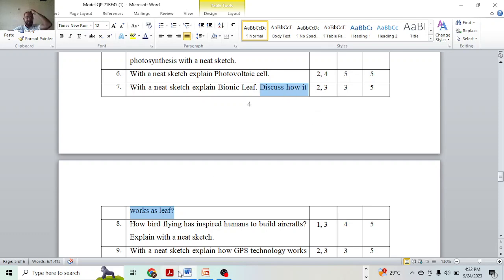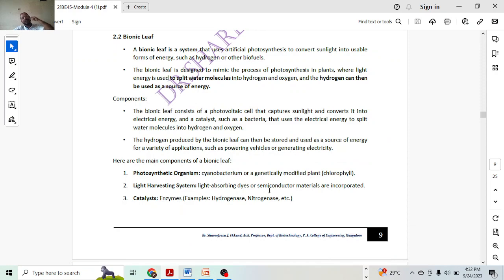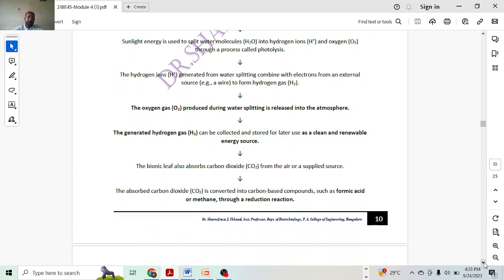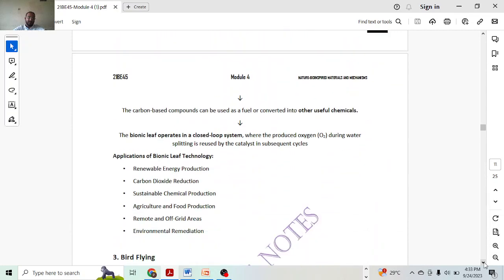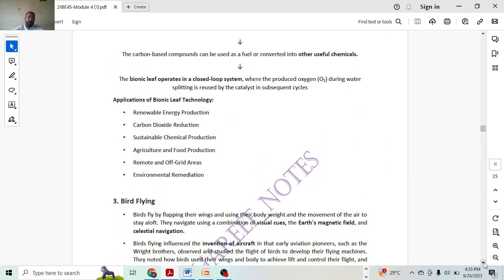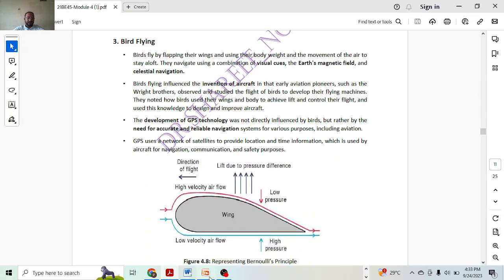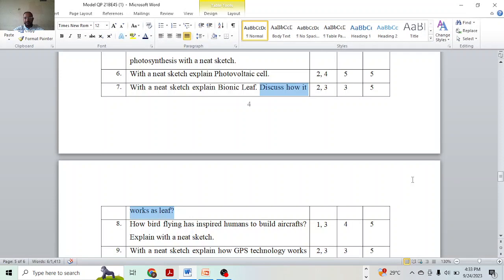Discuss is more than explain. So in discussing, you need to discuss what exactly is going on. The working principle will get you 1 mark, the workflow will get you 2 marks. The first 2 things will get you 2 marks. There are almost 10 steps, so you can expect 2 to 3 marks for the steps. If it is for 10 marks, that can be answered very easily.